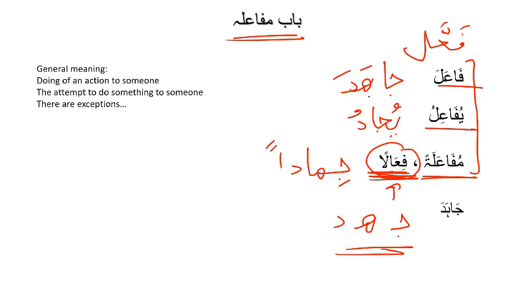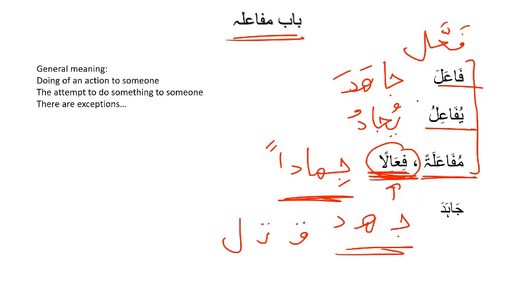Simple jahada refers to working hard, but jahada in this form means doing the action against someone else. So with jahada, I'm just working hard. But when I say jahada, then I'm working hard or struggling against someone or something. So if I'm struggling against my own nafs, or fighting with somebody, I'm engaging in jihad. Jihad automatically means against someone else. So jahada, yujahidu, jihadan.